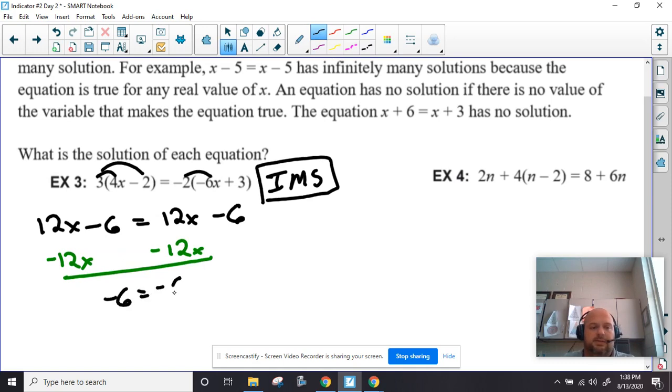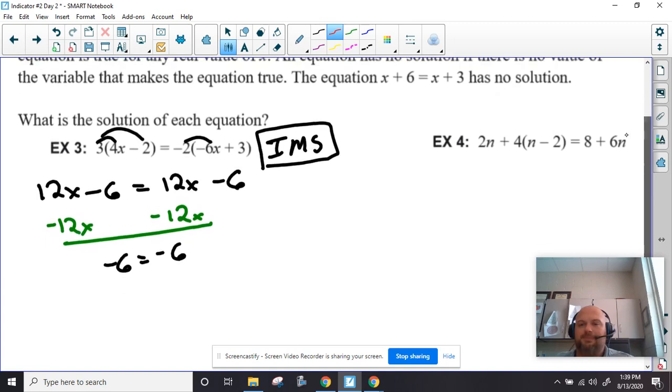Negative 6 equals negative 6. That's a true statement. If you were to add 6 to both sides, you're going to get 0 equals 0. So it doesn't matter what we plug in here for x, we're going to get the same thing on both sides. Something has infinitely many solutions if there's a true value, as long as it's a real number. Believe it or not, we will actually get into something called imaginary numbers. That's going to be fun that day.